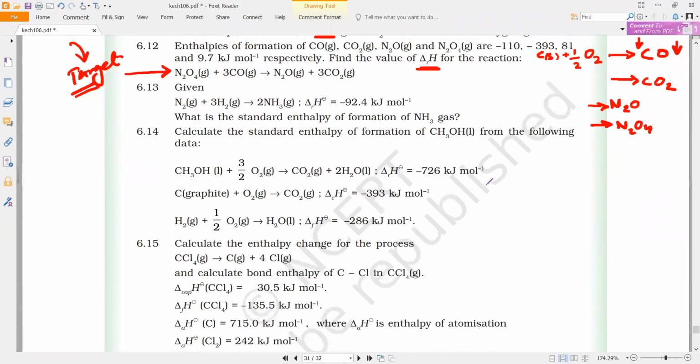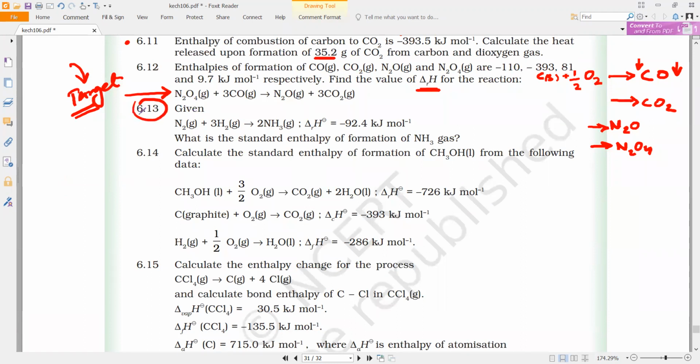Okay, next is given. Now read this question. This question is very small and we can do it right now. Read this question, Samaira. 6.13. Given N2 gas plus 3H2 gas gives 2NH3 gas, delta H of reaction is equal to minus 92.4 kilojoule per mole. What is the standard enthalpy of formation of NH3 gas? Now, is this the reaction for the standard enthalpy of formation of NH3? NH3 is forming here, yes or no? So is this the standard enthalpy of formation of NH3?